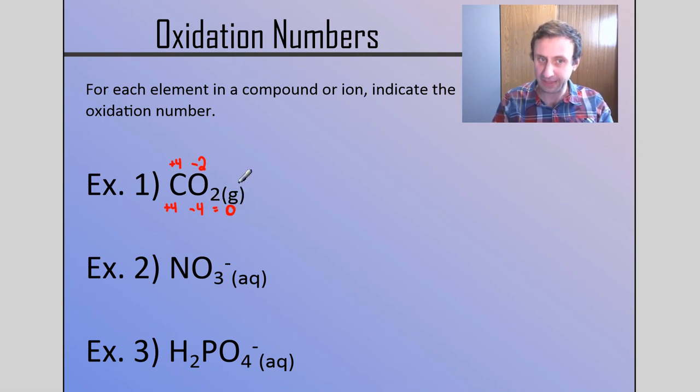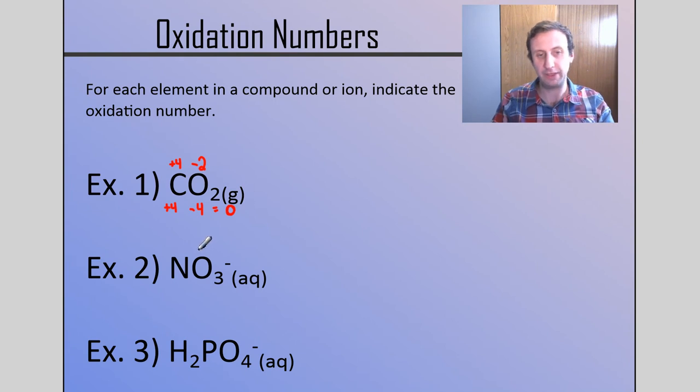So what this is saying is that each oxygen has 2 electrons that it didn't come with that we're attributing to it, while carbon is missing essentially 4 electrons from what it started as an atom. All right, so those are the oxidation numbers, +4 and -2.